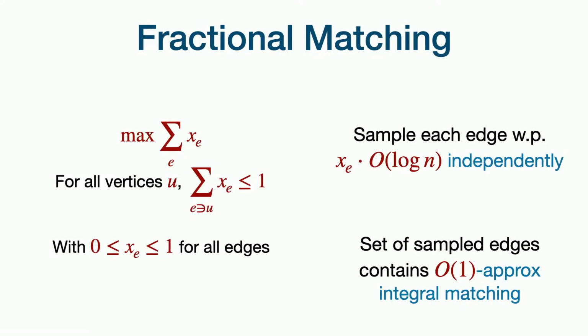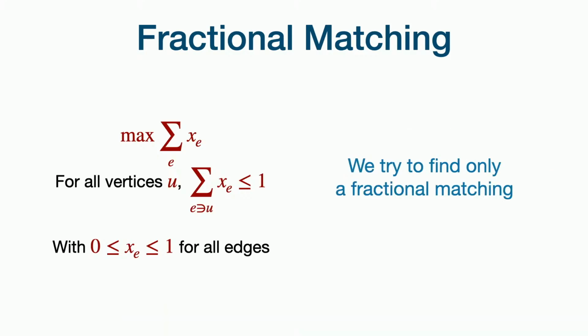How do we round it? It's very simple. You just sample every edge independently with probability x_e, maybe times log n. And then the sampled edges will include a constant approximate maximum integral matching of the graph. We will lose some integrality gap, but still it's going to be a constant approximation, and that's all we need. So we are going to try to find a constant approximate fractional matching now.